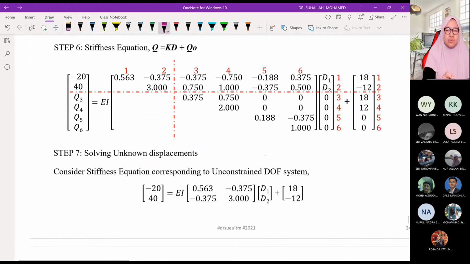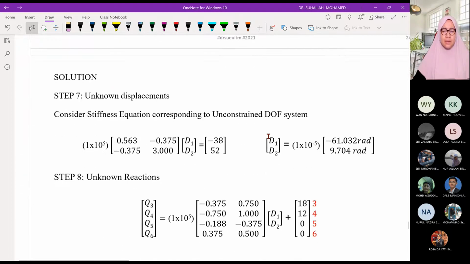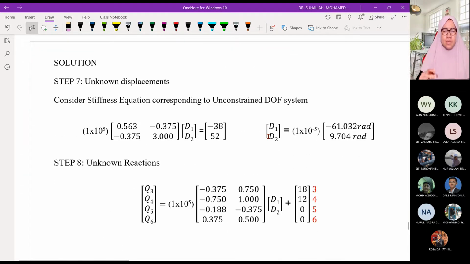Q is equal to KD plus Q naught. Then we only consider the unconstrained system when there is no settlement effect. And then we will get this. The unit here is wrong, because D1 represents vertical displacement in meters. This is because of copy paste from the other day.